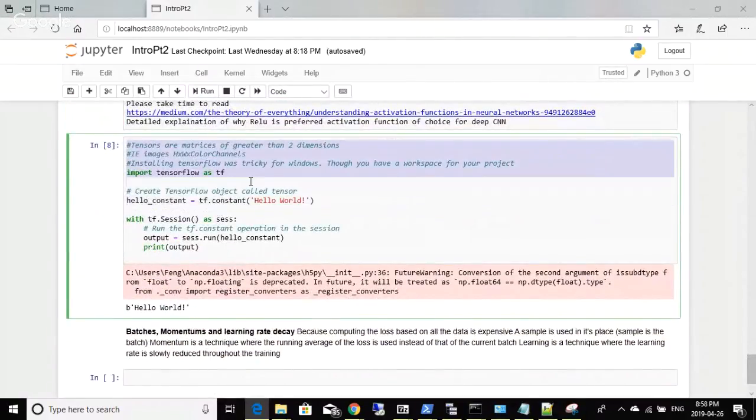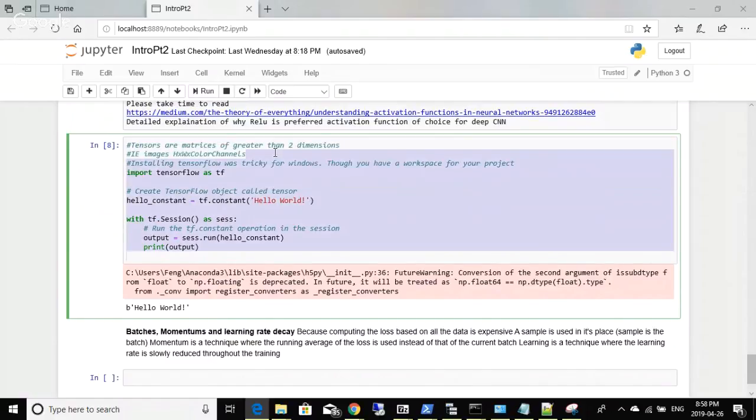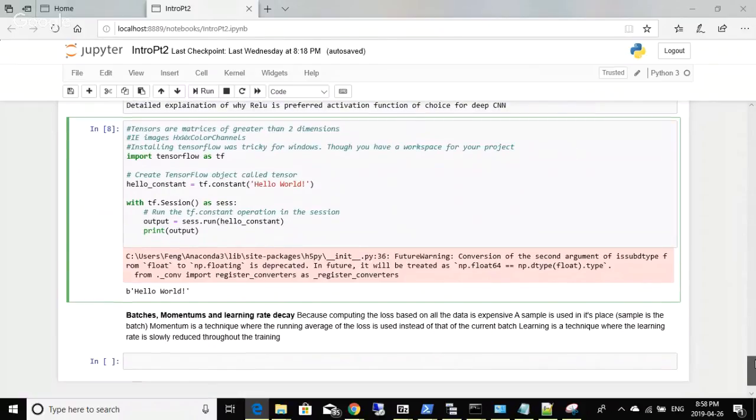There are just some quick mentions here. I believe you guys have TensorFlow in your workspace, and you don't really have to reinstall it. If you do try to reinstall it on Windows, it is going to be tricky. You will need Python 3.6.5, I believe, for the older version of TensorFlow, not 2.0. 2.0 is quite different. I have not tried it.